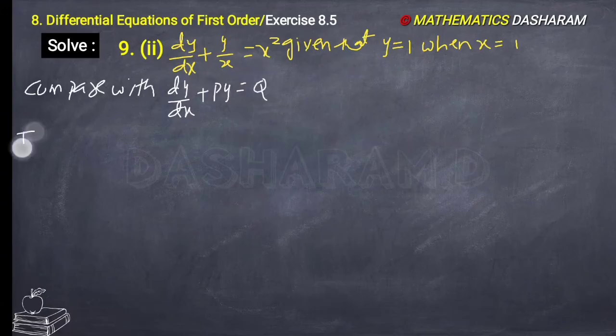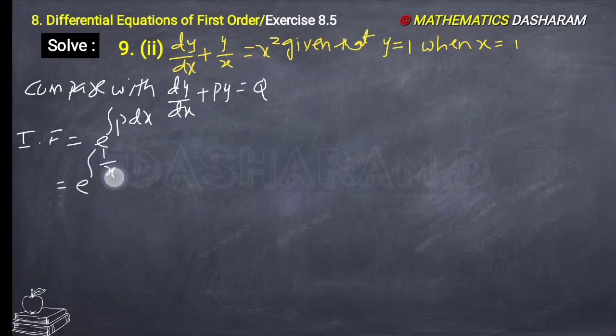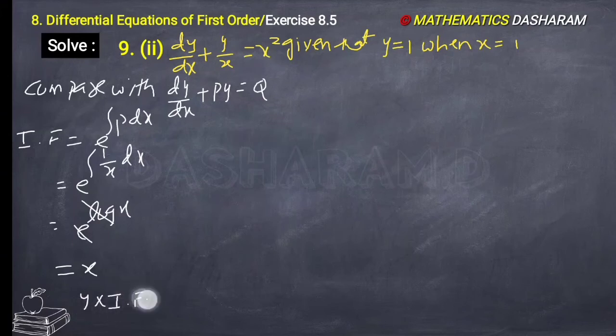So then the integrating factor is e to the power of integration p dx. So e to the power of integration, the p value is 1 by x. So e to the power of log x. So e and log cancel, x is the integrating factor. Now the solution is y into integrating factor equals integration q into integrating factor dx plus c.